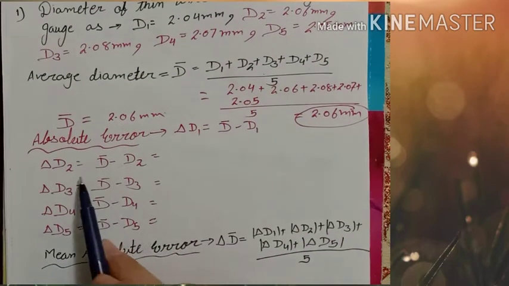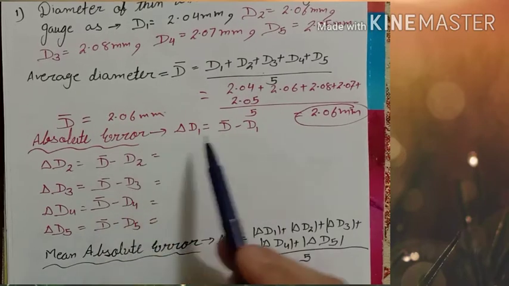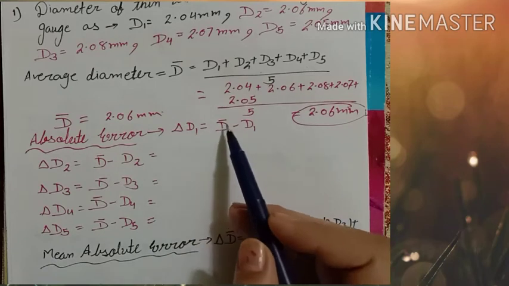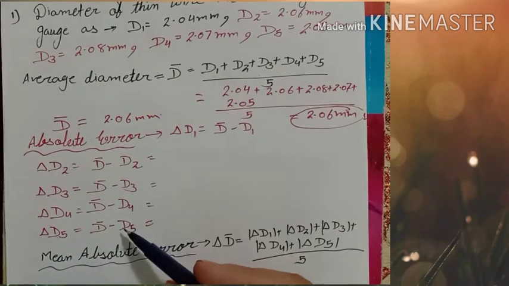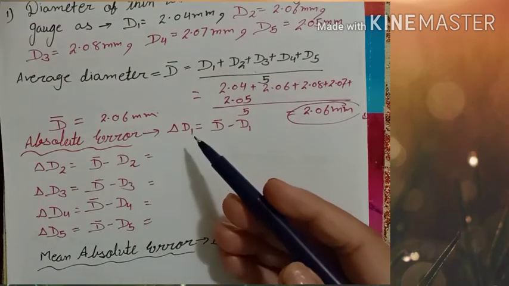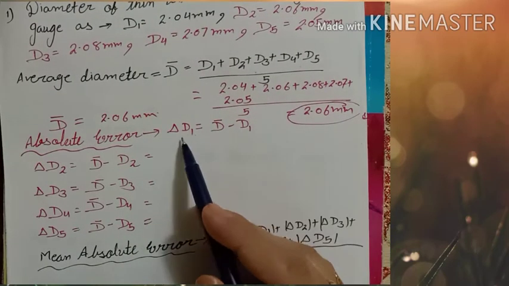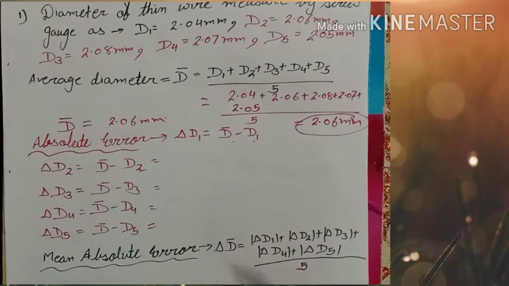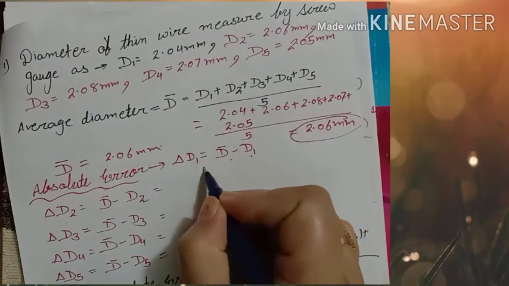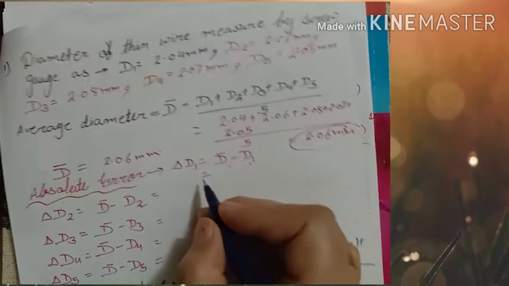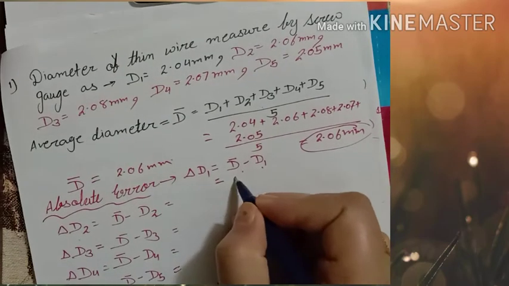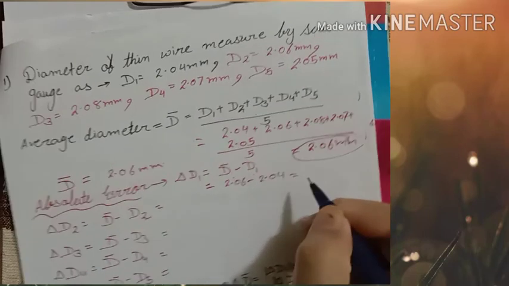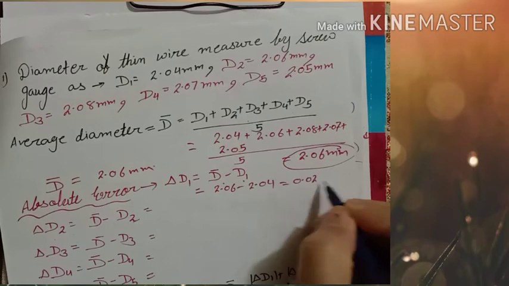Now we will find the absolute error, and absolute error we know is represented by delta d, and delta d is given by d bar minus d. So here we have a number of values of this physical quantity, the diameter. So delta d1 equals d bar minus d1, delta d2 equals d bar minus d2 and so on. So now here we will put these values, then this will be equal to 2.06 minus 2.04. This will be equal to 0.02 mm.